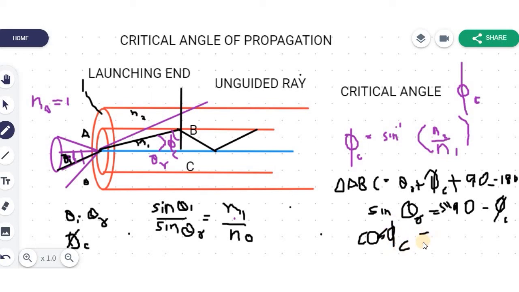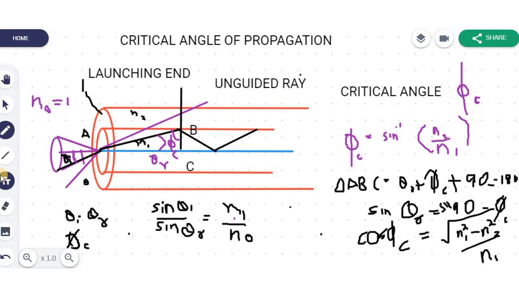Sin phi c is n2 by n1. Sin square phi c plus cos square phi c is 1. From that I can find out cos phi c. Cos phi c is what? Root of n1 square minus n2 square divided by n1. That is, cos phi c is root of n1 square minus n2 square divided by n1.